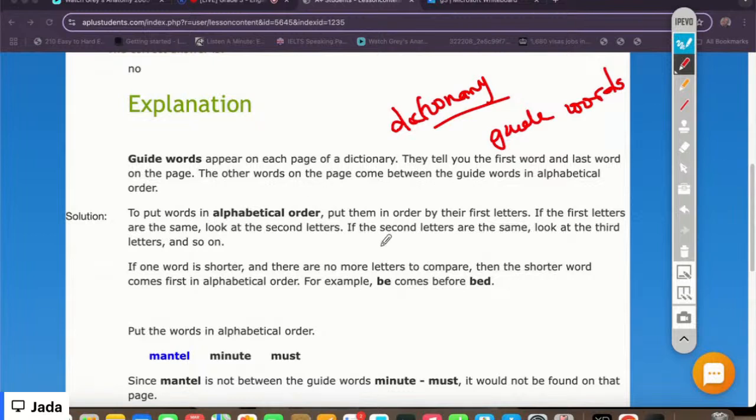To put words in alphabetical order, put them in order by their first letters. If the first letters are the same, then you have to look at the second. Then if they're the same, you use the second letters, and that's how you keep going. If the second letters are the same, you look at the third letters and so on. If the third are the same, you look at the fourth. And that's how you keep moving.